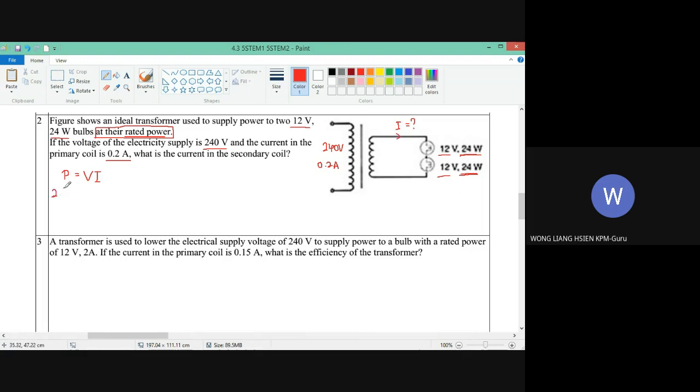So the power in the secondary coil is 2 times 24. Voltage in the secondary is 12. You see, these two bulbs are in series. So if each bulb gets 12 volt, that means the total must be 24, or 2 times 12, the voltage. So how much is the current in the secondary coil?